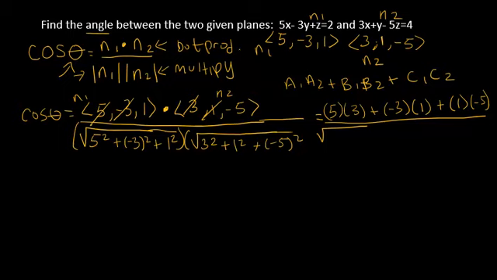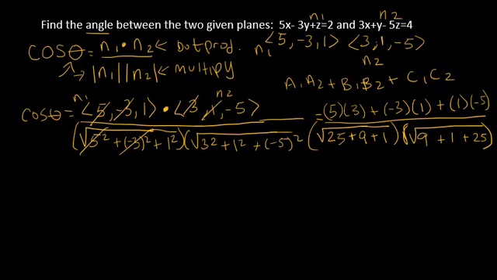I have 25. 3 squared is 9. And that's going to stay 1, right? And we're going to do the square root again. I have 9, then 1, and then 25. Great. So what do I do now?